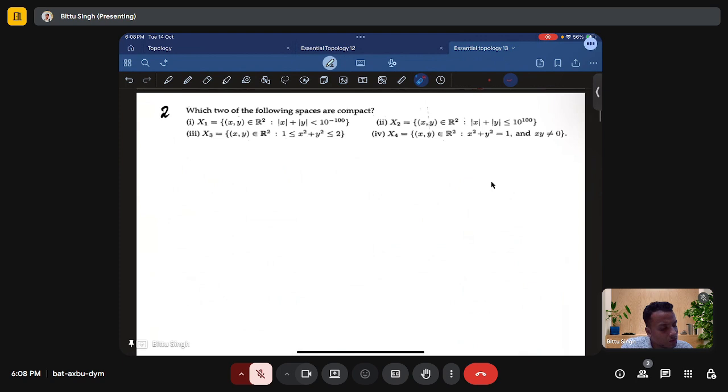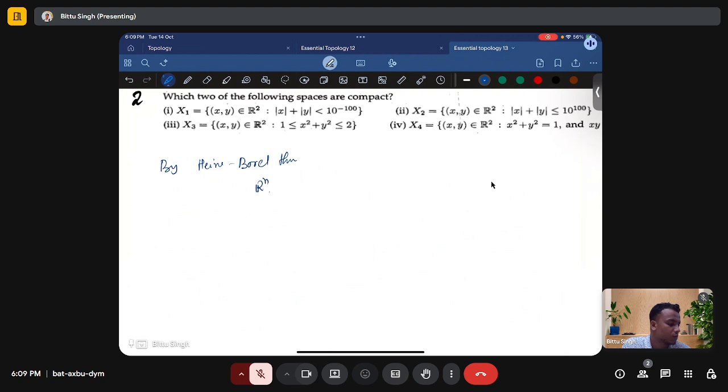Now what about this? Which of the following spaces are compact? So we know by the Heine-Borel theorem, if we consider R^n with the usual topology, then a subset of R^n is compact if and only if it is closed and bounded.